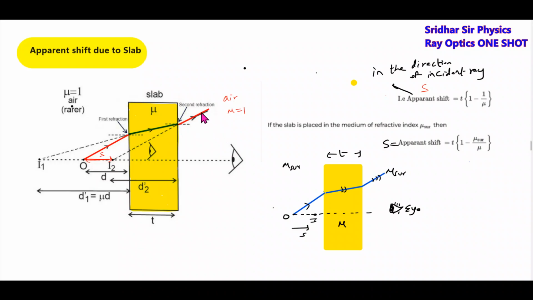So now this refracted ray will enter into the eye. And for this eye, the object instead of at O will appear at I2, and there is a shift. This is called the apparent shift. Fine, in this way we define it here. Let t be the thickness of the slab, mu the refractive index, and the refractive index of the surrounding medium, let it be mu A, which is equal to 1.